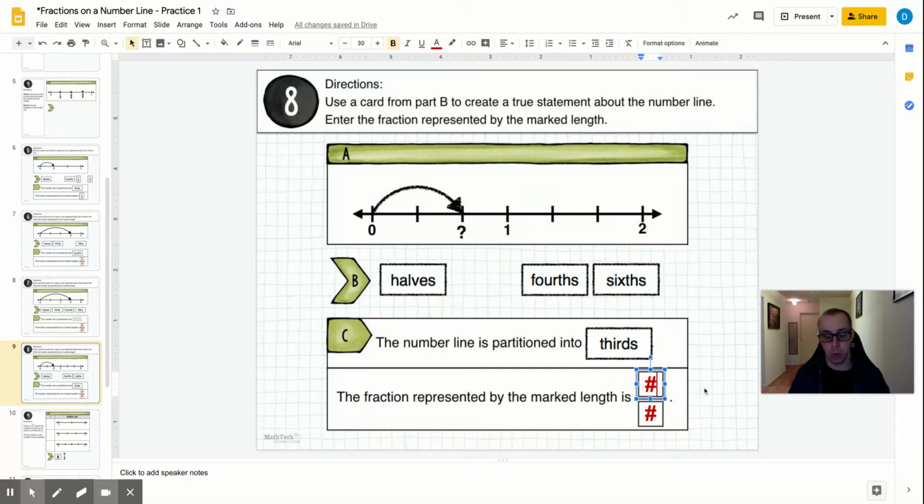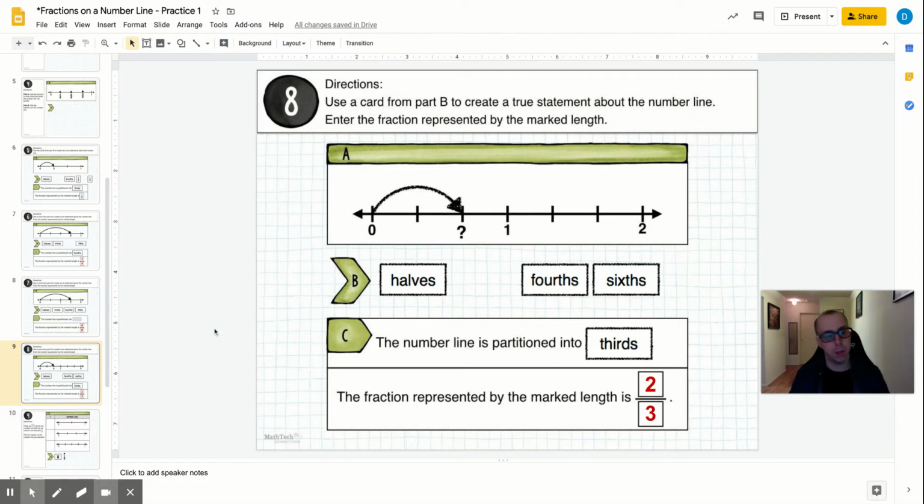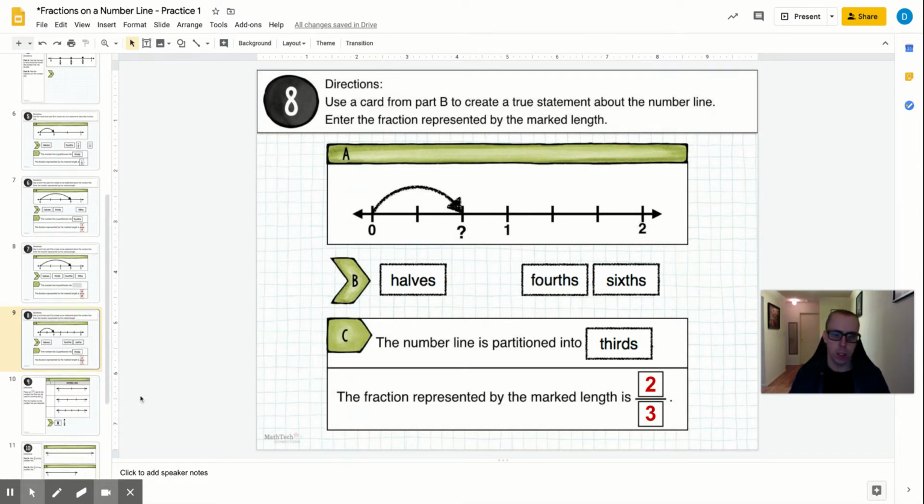Several kids wrote 2/6 for this one because they were not careful enough to make sure that they only counted up to the 1. Okay, so I really don't want anyone making that mistake today. Hope that you can avoid it. Just be very careful. Look for the 1. Find where the 1 is first.